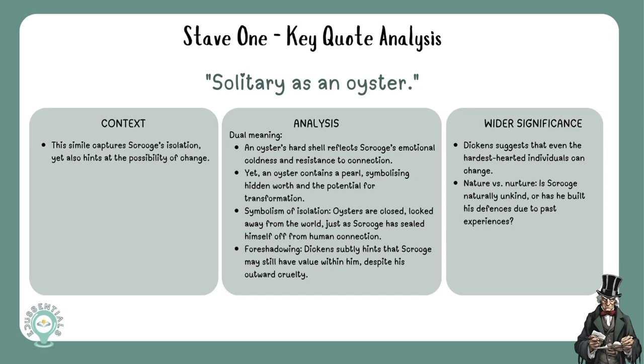It has symbolism of isolation, as oysters are closed, locked away from the world, just as Scrooge has sealed himself off from human connection. And it has foreshadowing, as Dickens subtly hints that Scrooge may still have value within him, despite his outward cruelty. When looking at the wider significance, Dickens suggests that even the hardest-hearted individuals can change. And then also, it's nature versus nurture. Is Scrooge naturally unkind, or has he built his defense due to his past experiences?